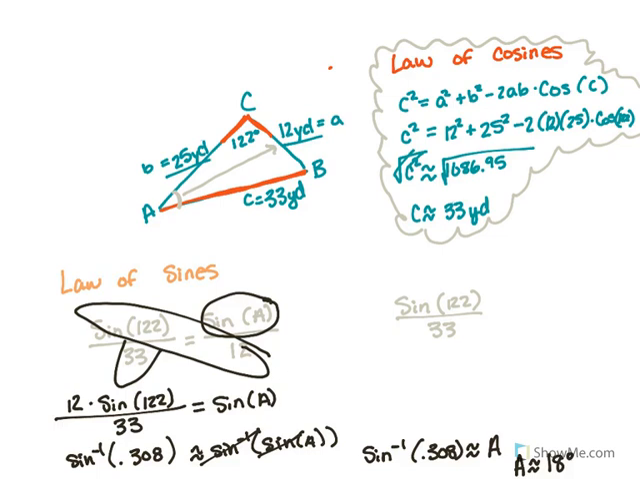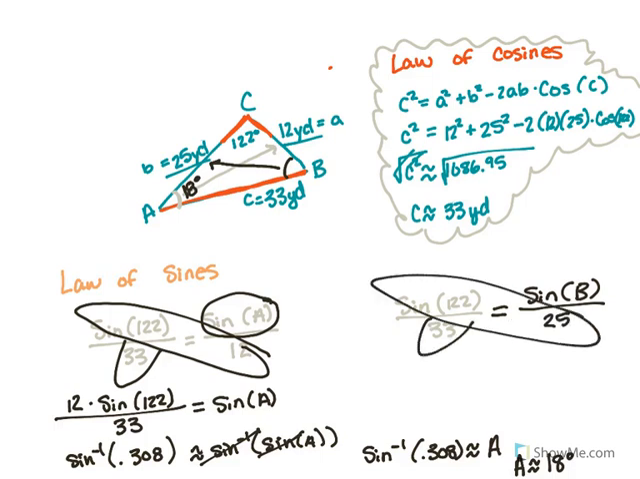We have the sine of 122 over 33, and we need it to equal the sine of B over 25, because we're going to need to solve for angle B. I also forgot to fill this in. This is 18 degrees. Sine of B is over 25. Multiply diagonally, divide by this one, so 25 times the sine of 122 over 33 equals the sine of B.